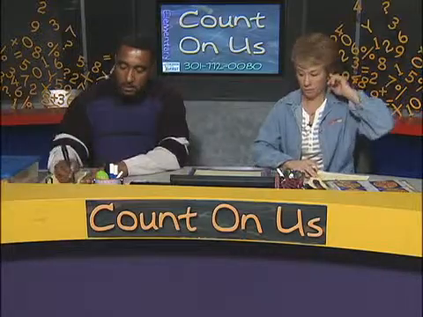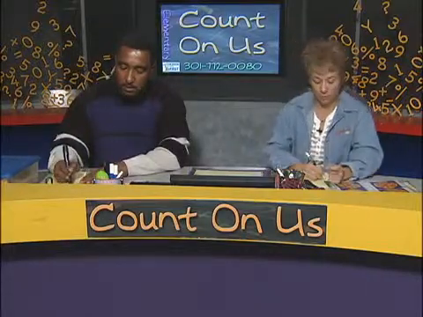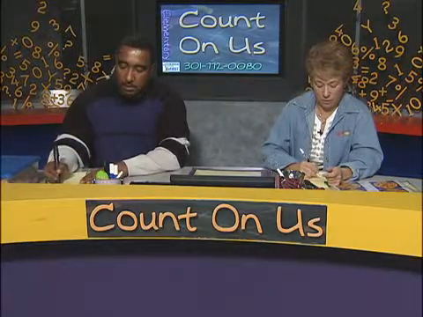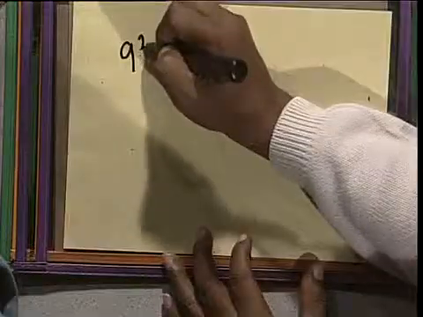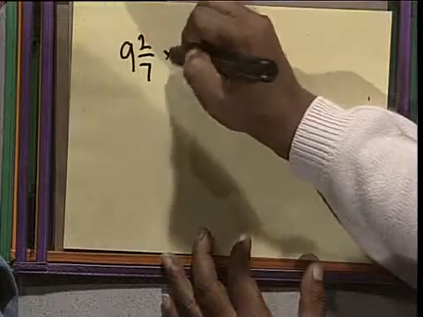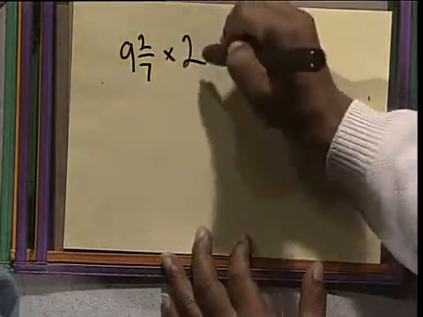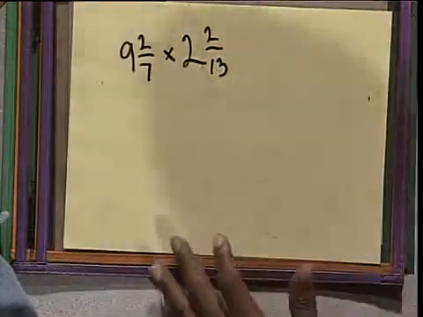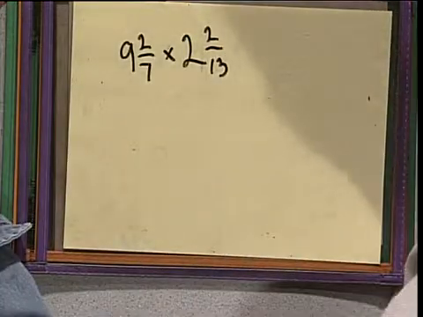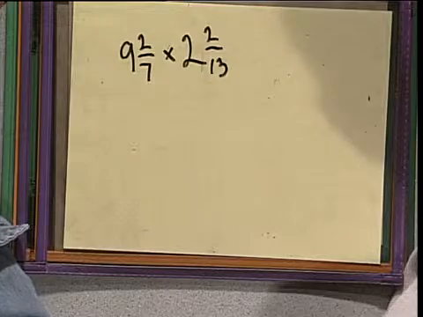9 2/7 times 2 2/13. Okay. Now, is this a problem that you have for homework, or this is something that you made up on your own? Homework. Oh, this is homework.